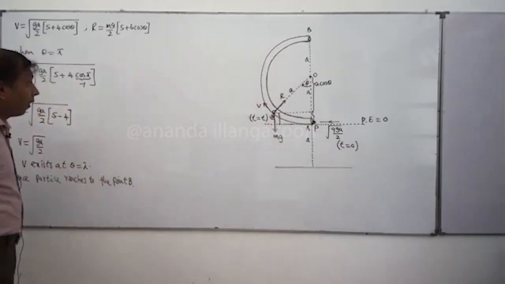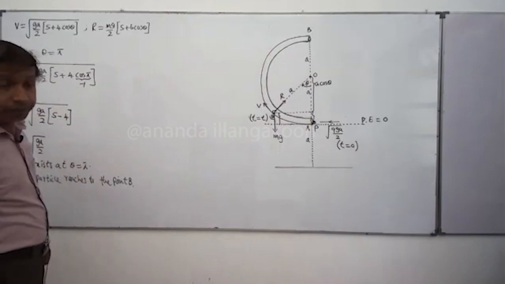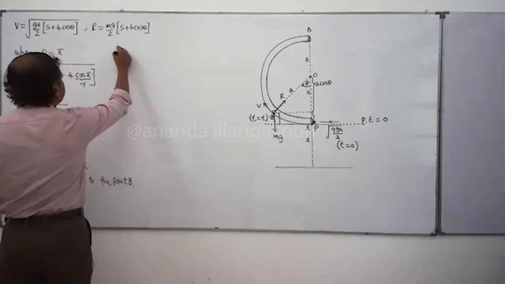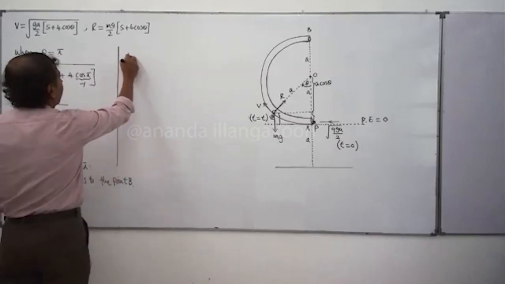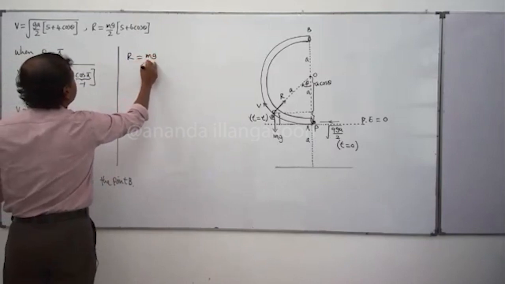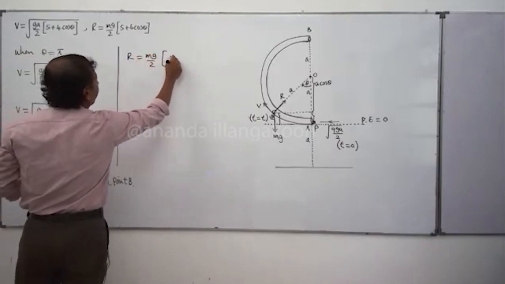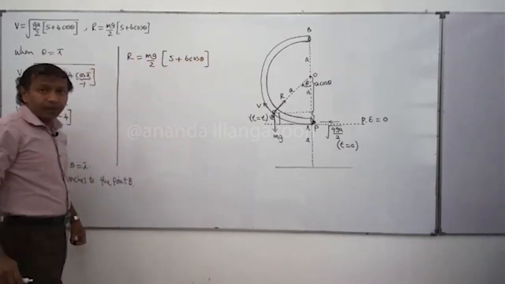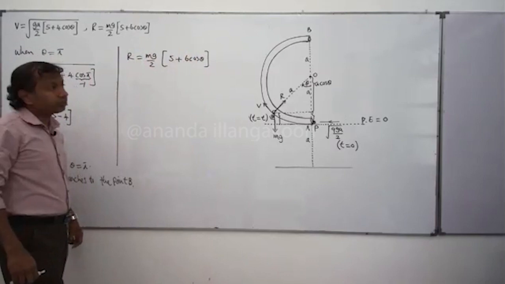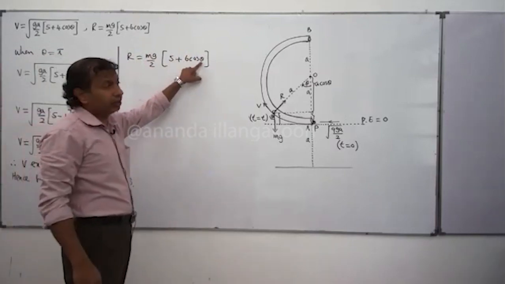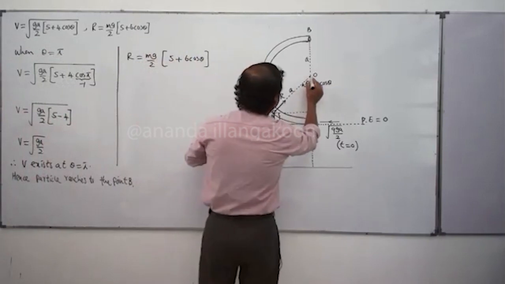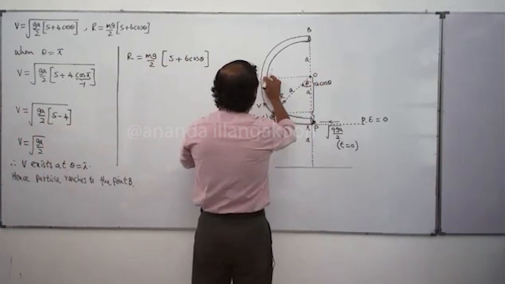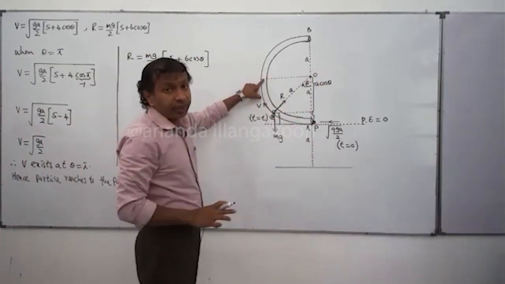Okay, I can show it like this. I take this R figure. R equals mg by 2 times (5 plus 6 cos theta). You can see when theta is an acute angle, that means until the particle reaches this level, theta is acute, no?